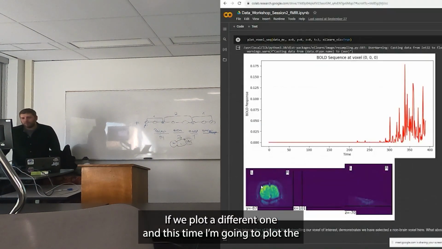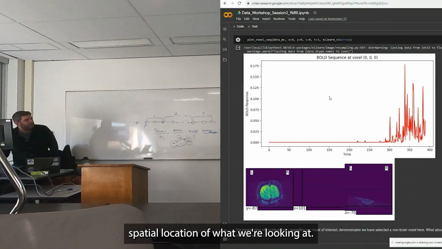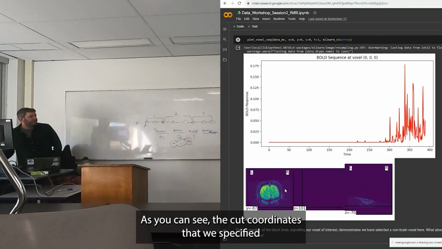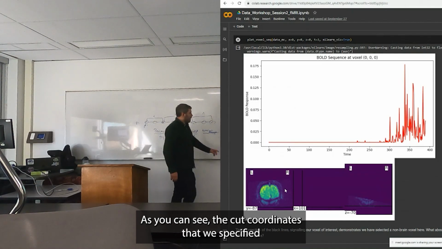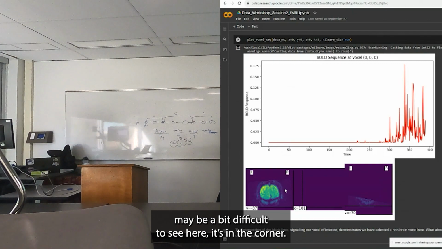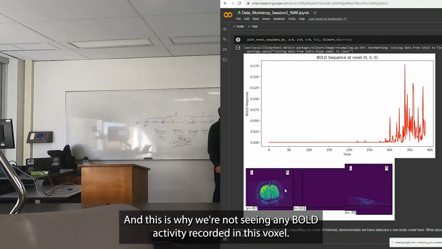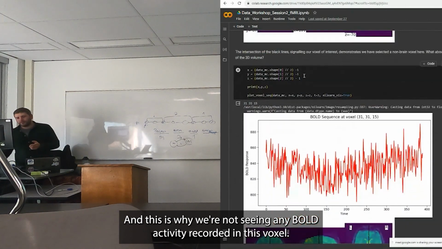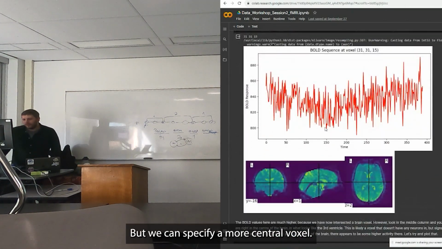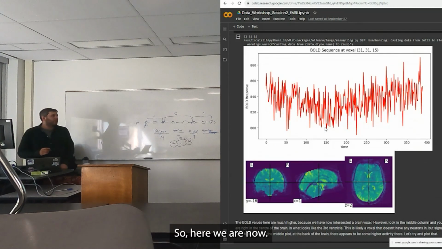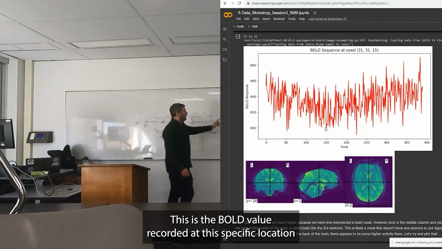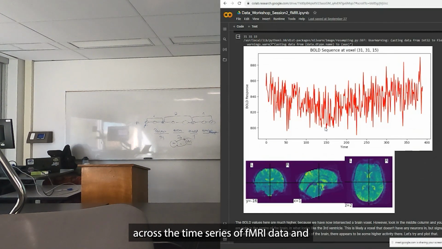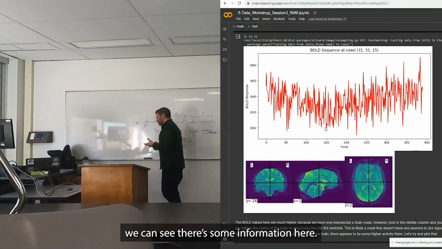If we plot a different one, this time I'm also going to plot the spatial location of what we're looking at. Here we are, as you can see, with the coordinates that we specified. It's maybe a bit difficult to say here, but it's in the corner, and this is why we're not seeing any bold activity in this voxel. But we can specify a more central voxel. So here we are. This is the bold value recorded at this specific location across the time series of fMRI data.